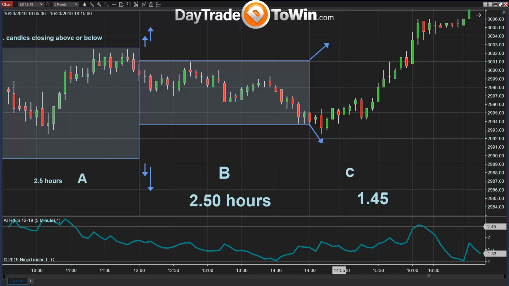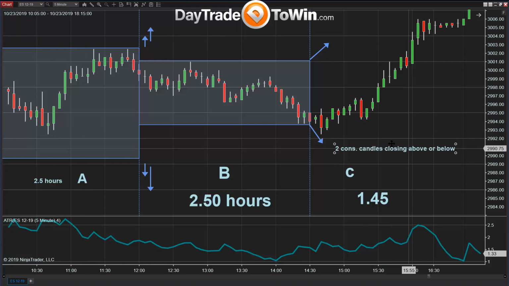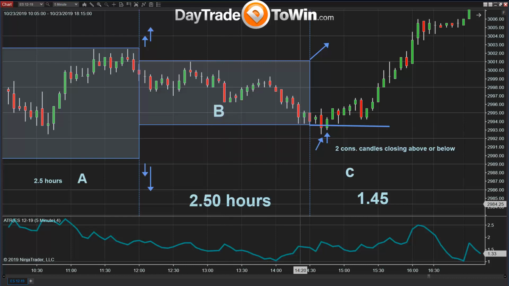And two consecutive candles, once again, closing above or below initiates an opportunity. So you see one candle here closing below, and you have one candle closing right back inside the range of B. So it's not, I repeat, it's not an opportunity to sell.